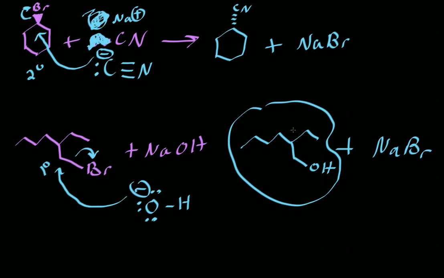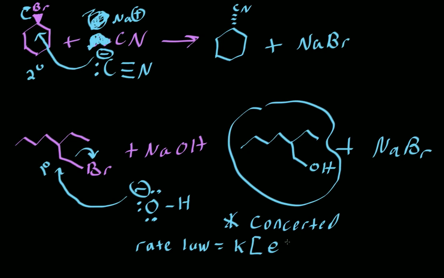So that really does it for this video on SN2. It's really simple. It's concerted. The main thing is SN2 is concerted. The rate law, I didn't really talk about that, but the rate law says it depends on the electrophile, which is the one that bears our leaving group, and I'll just put E for electrophile, and it also depends on the nucleophile, which was the cyanide and the hydroxide, so I'll just put Nu for nucleophile. So it's concerted, meaning one step.